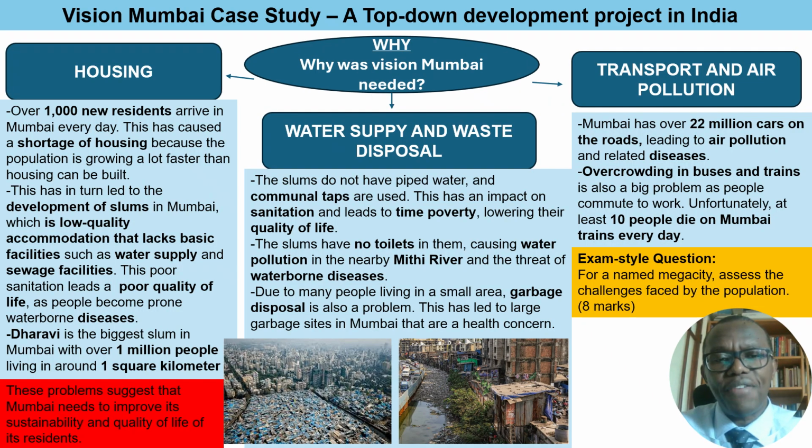All right, let's start with the first question, and that is why. Why was Vision Mumbai needed? The first reason Vision Mumbai was needed is housing. Over 1,000 new residents arrive in Mumbai every day, and that is as a result of rural to urban migration. We know that Mumbai is a mega city and there are a lot of opportunities in Mumbai, and therefore people in rural India will move to Mumbai so as to take advantage of those opportunities, whether those opportunities be jobs, better housing, better education or better healthcare.